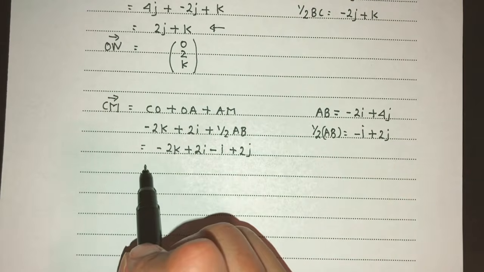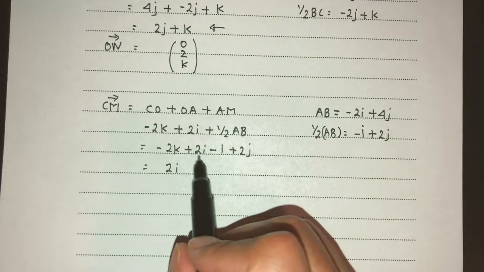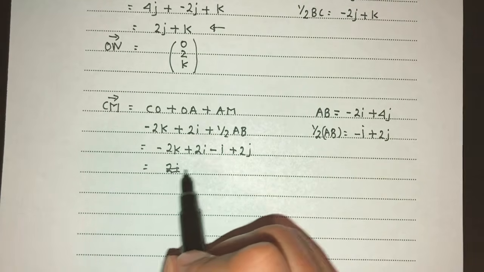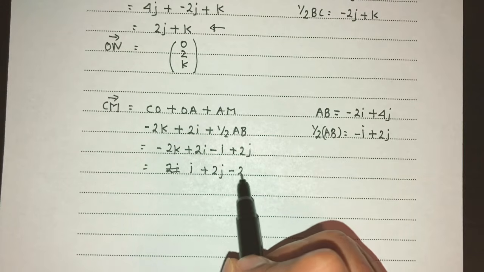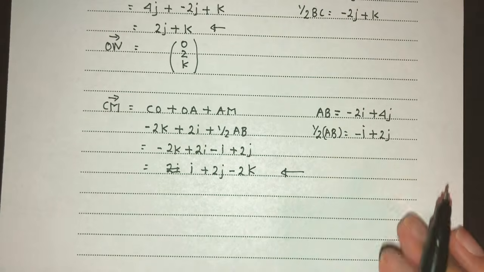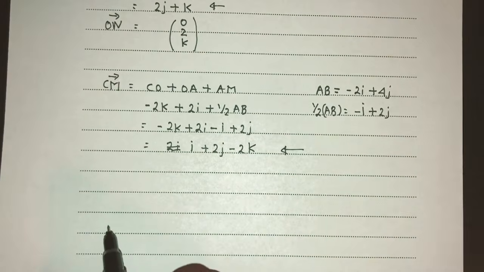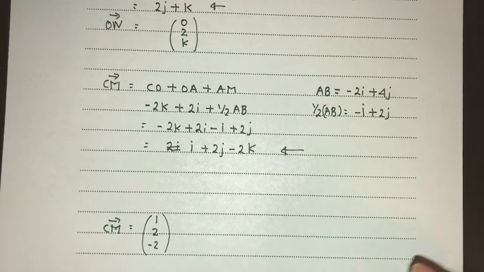So your answer will be 2i, sorry, we have 2i minus i, that should be i. Then we have plus 2j and then minus 2k. So this is your answer in terms of i, j and k for CM. Now we can write this down just for us, not for the answer. So we can note this also as 1, 2, minus 2. This is for afterwards, right?